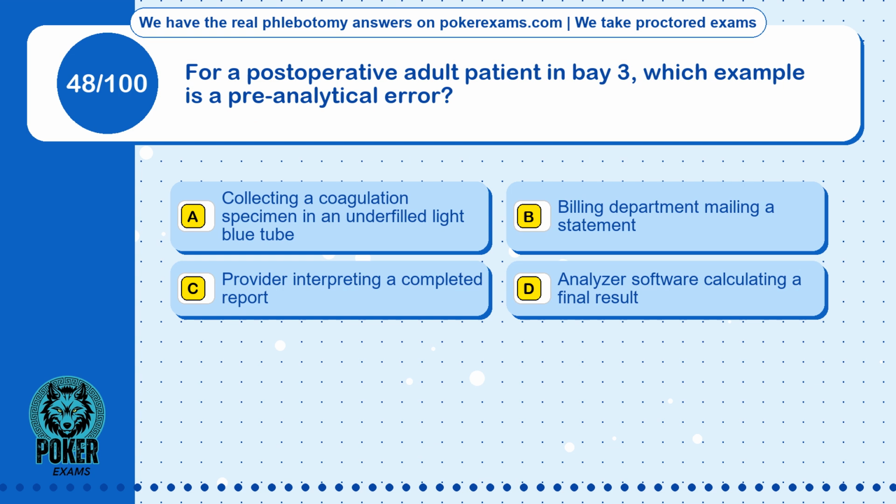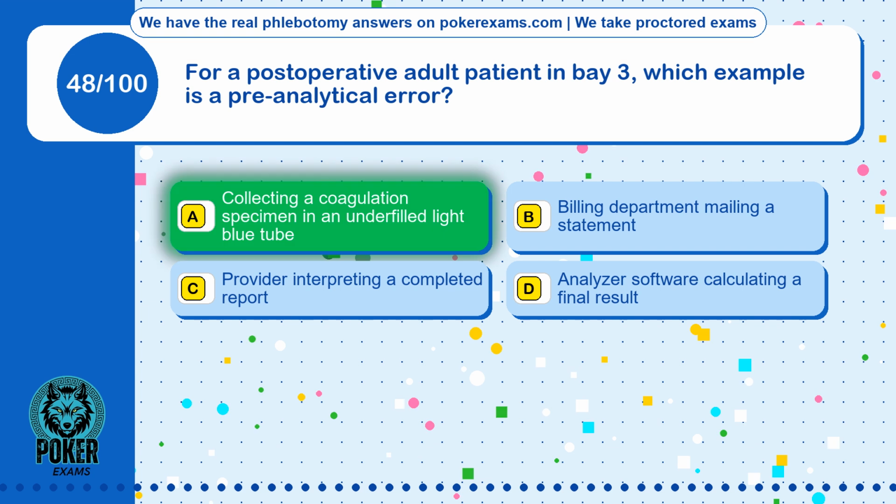Question 48. For a postoperative adult patient in BA3, which example is a pre-analytical error? Option A, collecting a coagulation specimen in an underfilled light blue tube. Option B, billing department mailing a statement. Option C, provider interpreting a completed report. Option D, analyzer software calculating a final result.